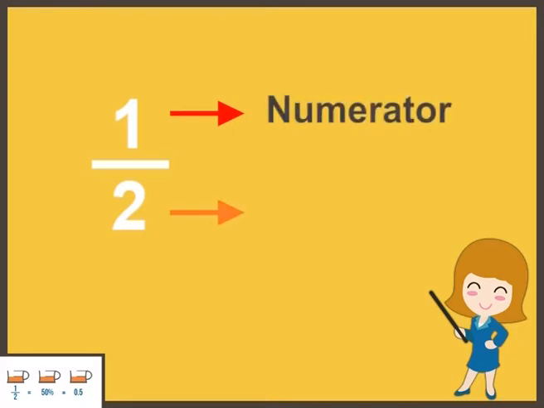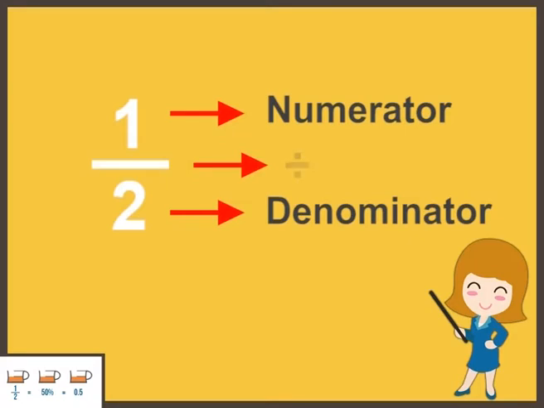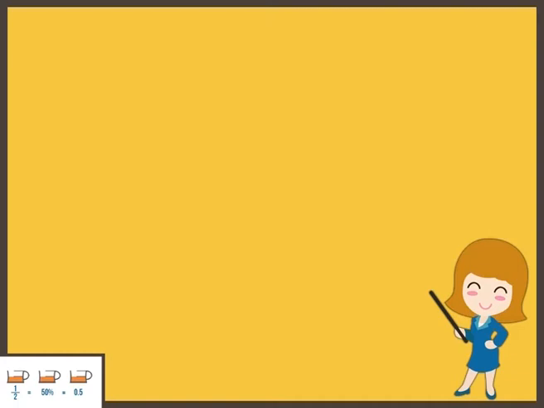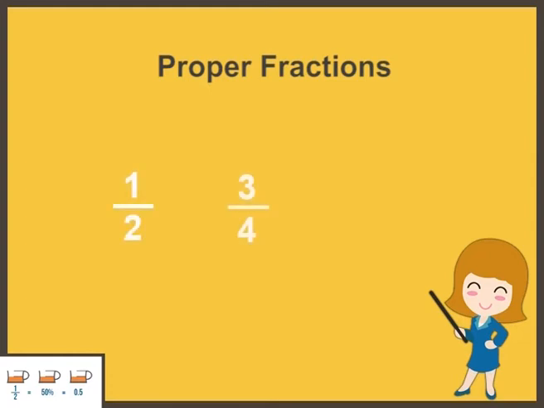In any fraction, say 1/2, the upper part is called the numerator, the lower part is called the denominator, and the line in between stands for division, which separates the numerator and the denominator. The fractions in which the numerator is less than the denominator are called proper fractions. The fractions 1/2, 3/4, 5/8 are proper fractions, as in each case the numerator is smaller than the denominator.